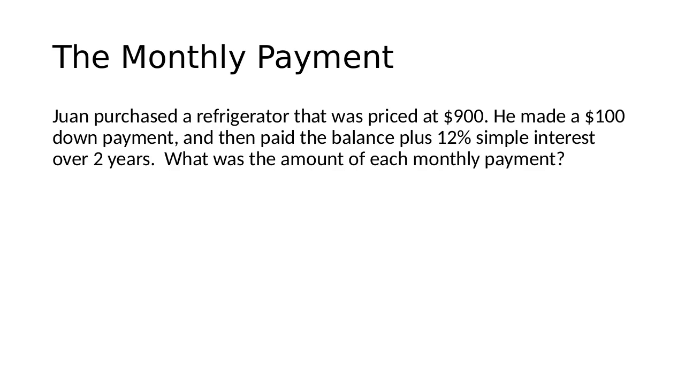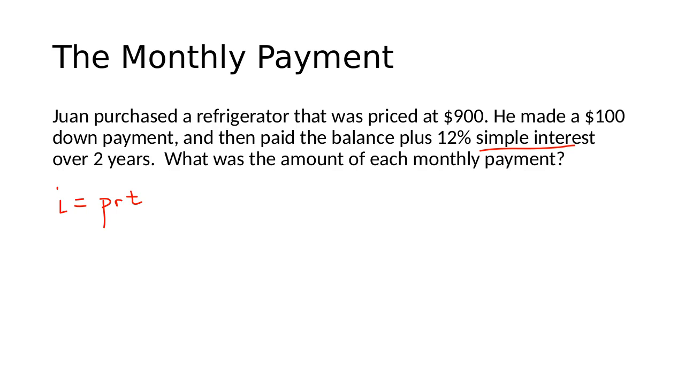So we need to find out how much Juan had to pay each month in order to pay off this refrigerator over the course of those 2 years. And the first thing we need to find is, what is his finance charge going to be? Here, we're told that simple interest is going to be used. And so we're going to use the formula for simple interest, which is I equals P times R times T. That is, interest is principal times rate times time.